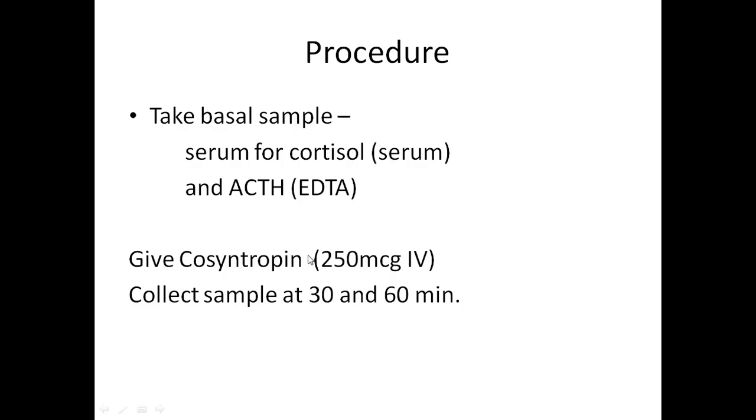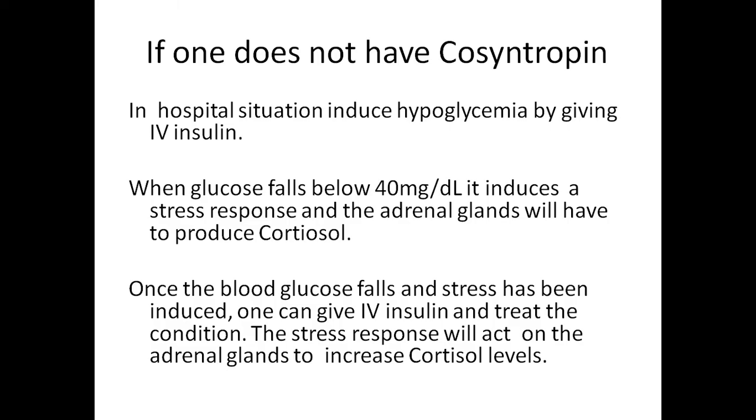After that, we give cosyntropin 250 micrograms IV, and the sample is collected. Two samples are collected, one at 30 minutes and the other at 60 minutes. Now, if one doesn't have cosyntropin, we can go for the insulin induced hypoglycemia test. Here we give IV insulin and wait for the blood glucose level to fall to around 40 milligrams per deciliter. By this time, the patient will show all the signs of hypoglycemia in the form of cold sweats, chills, etc. Once we have induced the stress, that is the starting point, and then after 30 minutes and 60 minutes we can collect the blood samples.